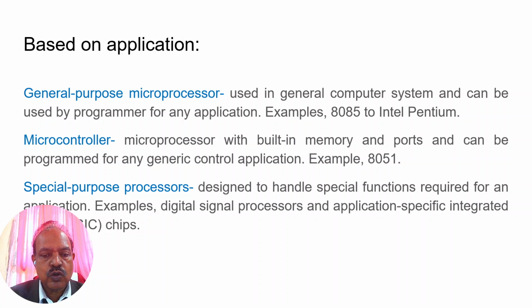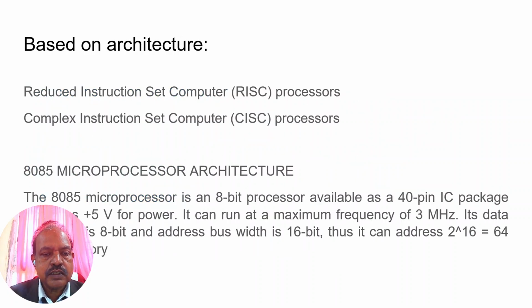Similarly, a microprocessor with built-in memory and ports together we can call a microcontroller. Understand? An example is 8051. Similarly, we have special purpose processors. They are designed to handle special functions required for an application, for example digital signal processors and application specific integrated circuits, ASIC. So these are the different types. Then based on architecture, we can go for the reduced instruction set computer, RISC processors, or complex instruction set computer, the CISC processors.